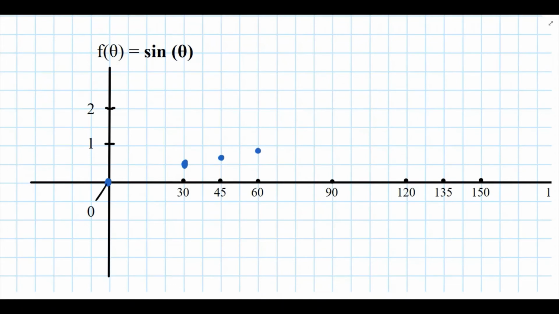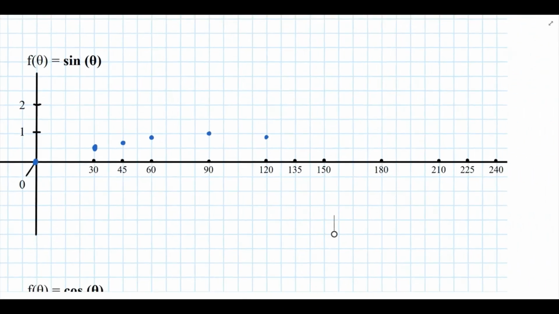At 90 degrees, or pi over 2 radians, the y-coordinate is 1. At 120 degrees, or 2 pi over 3 radians, the y-coordinate is again the square root of 3 divided by 2. You may have noticed a wave start to form and that we have reached a peak and we're starting to decline.